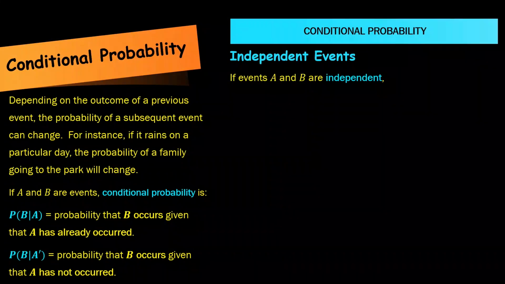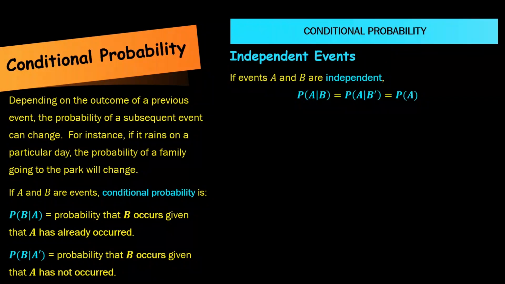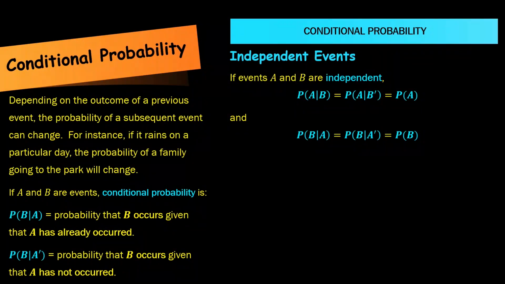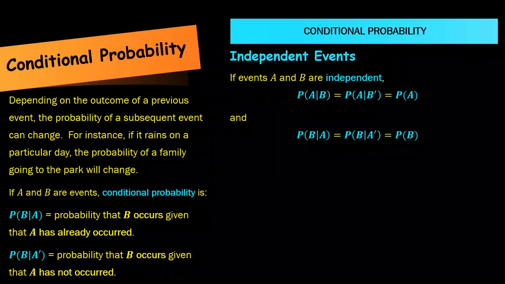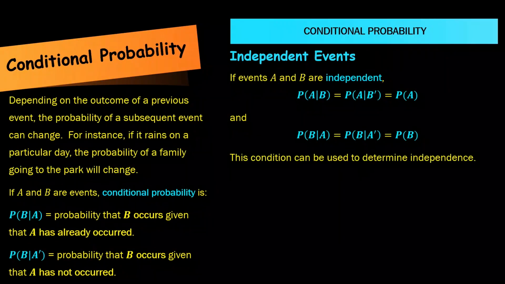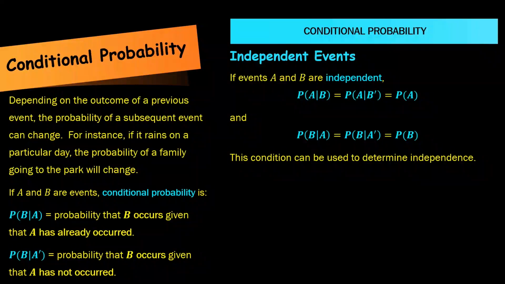If events A and B are independent, probability of A given B equals the probability of A given not B, which equals the probability of A, and probability of B given A equals probability of B given not A equals the probability of B. This condition can be used to determine independence.